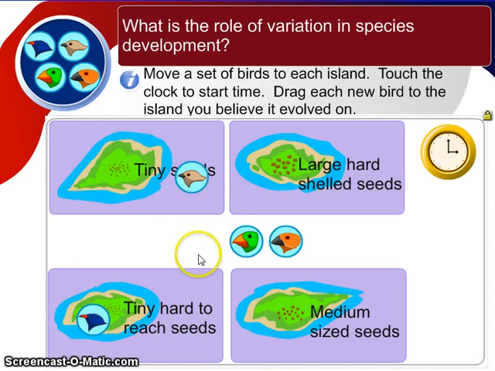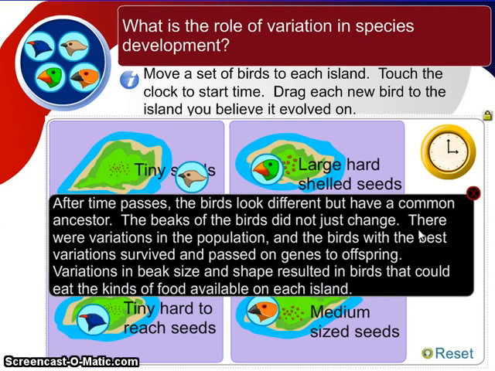Now, which of these 2 birds do you think is going to be on the island with the large, hard-shelled seeds or the medium-sized seeds? Notice that as time passes, the birds look different, but they have common ancestors. The beaks of the birds did not change. There are variations in the population, and the birds with the best variations survived and passed on the genes to the offspring. Variations in beak size and shape resulted in birds that could eat the kinds of food available on that island.